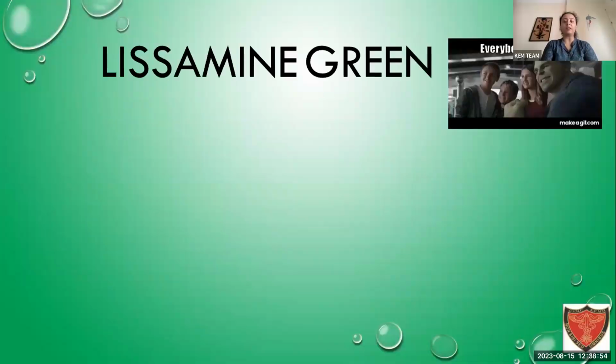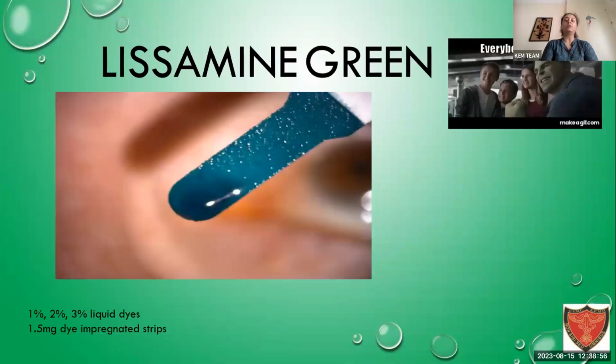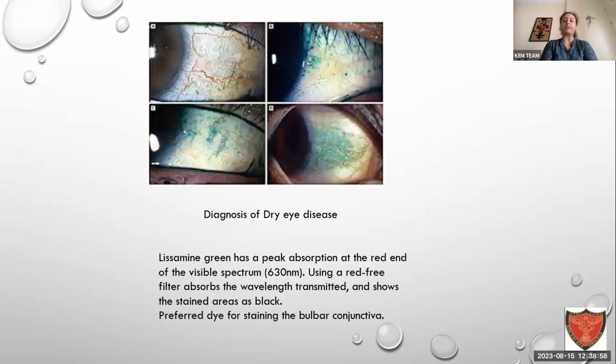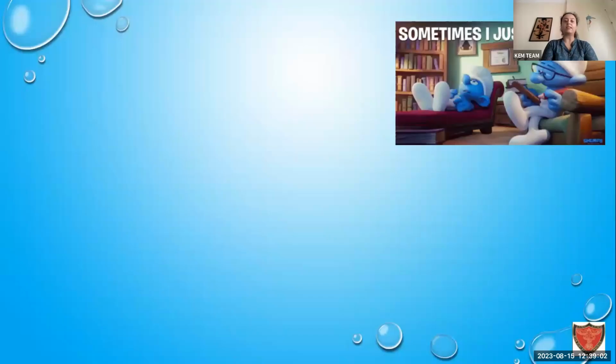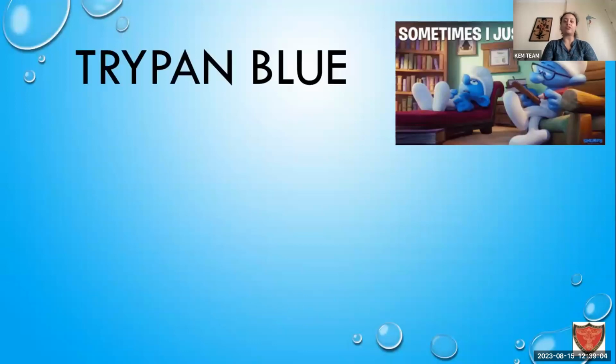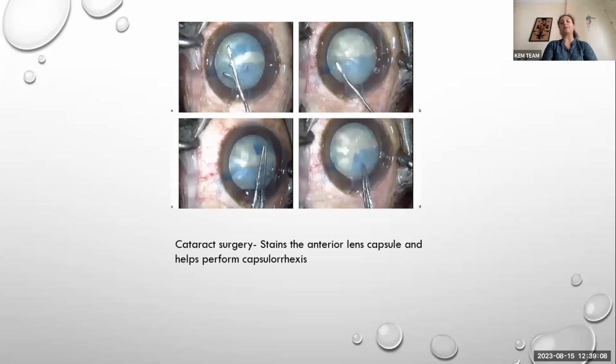Moving on, we have the lissamine green, which is used to stain the bulbar conjunctiva in the diagnosis of dry eye disease and is preferred over rose bengal stain. Next up is the most commonly used stain, the trypan blue dye, which is used to stain the anterior lens capsule to perform a capsulorhexis, hence facilitating an important step in any cataract surgery, especially phacoemulsification.